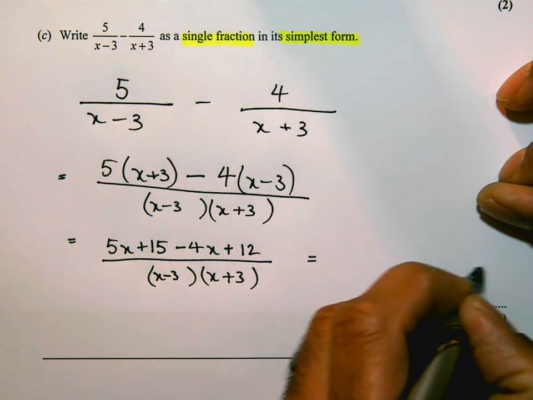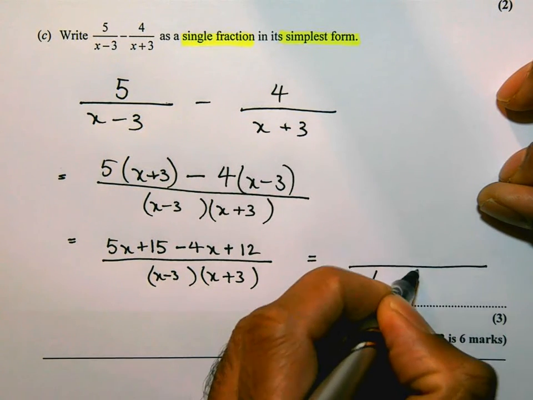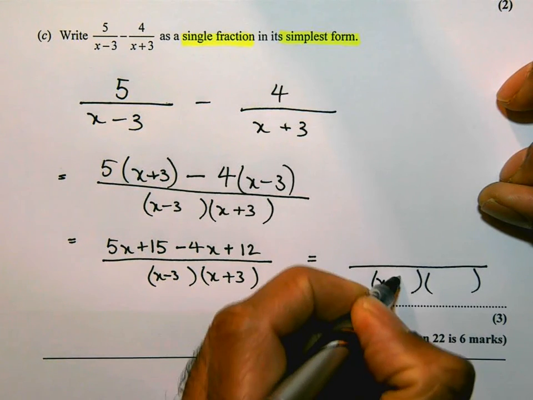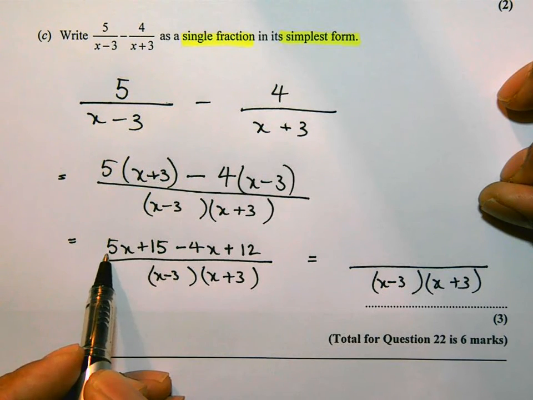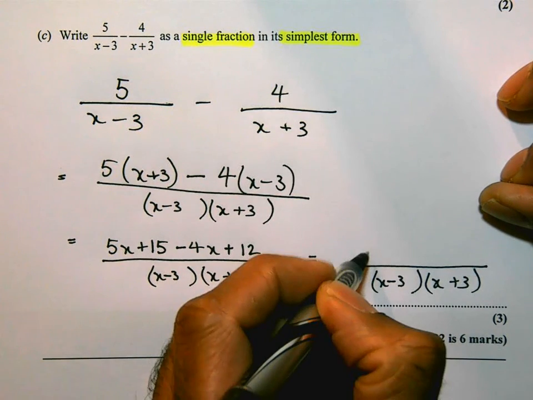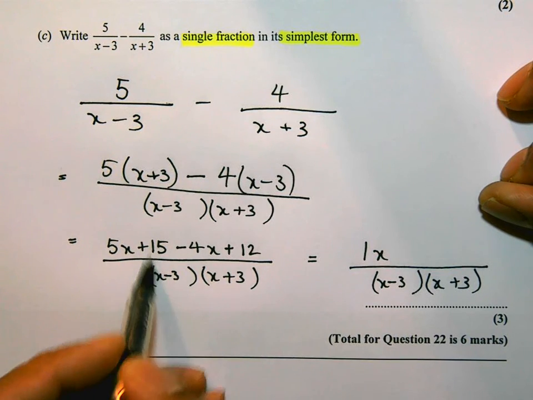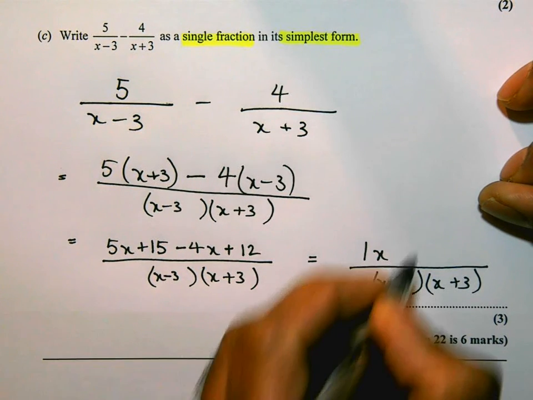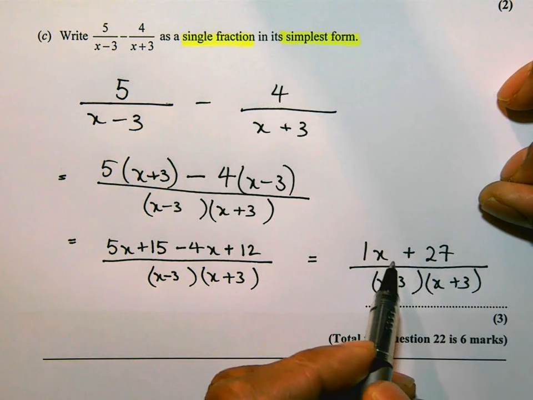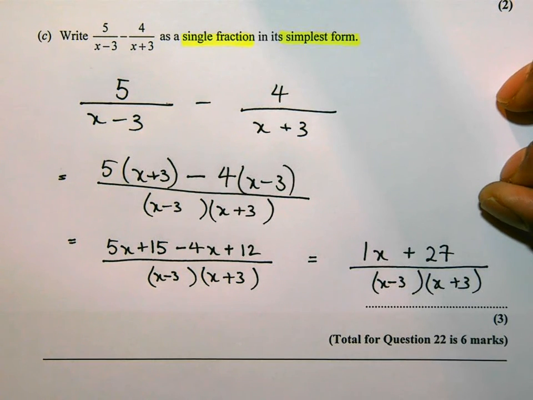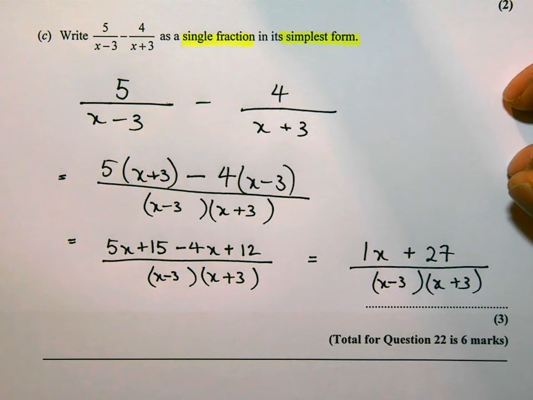Once I've done that, I could simplify the bit at the top. In the denominator, I'm going to have x minus 3, x plus 3. And in the numerator, bundle the x's together. 5x take away 4x is 1x. And 15 add 12 is 27, positive 27. I didn't need to put the 1 there. I could have just put x plus 27. And that is fine. That's my answer. I'm okay with that. You need to make sure that you're okay doing this, especially if you're aiming for the top grade. But you need to be able to do this and get all the marks in it.